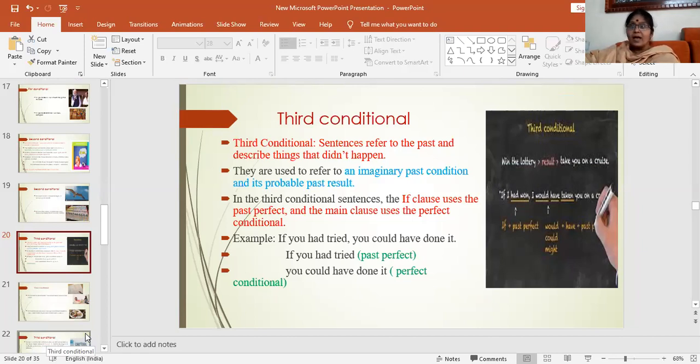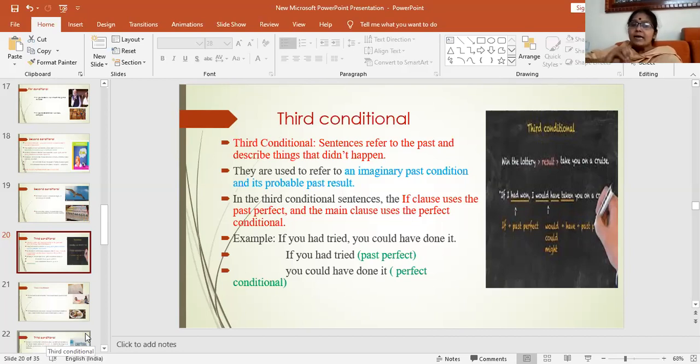We all speak in our language. If only I had gone early, I wouldn't have missed the train, right? We say that. So this is the third conditional, where it refers to the past and describes things that didn't happen, right? They refer to an imaginary past condition which did not take place and its probable result, right?